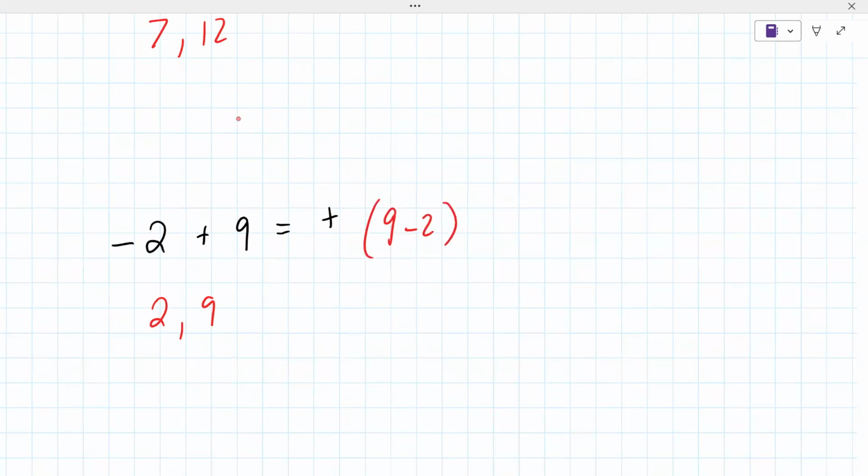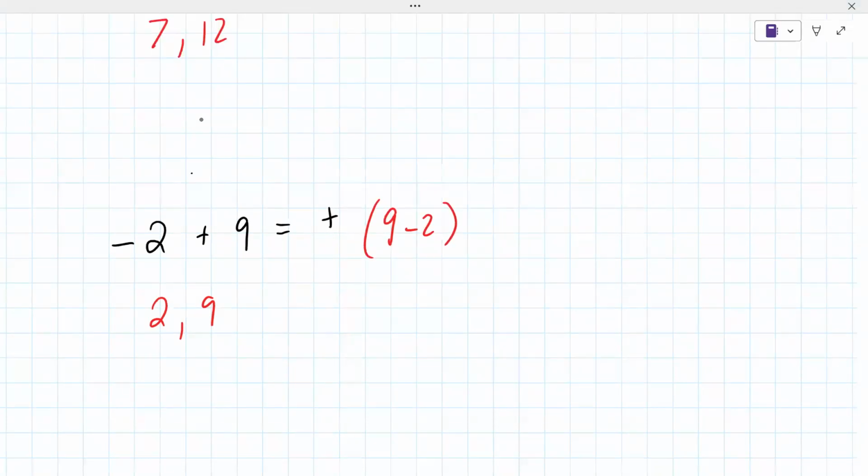Let's say it's negative 2 plus, let's go, 9. Negative 2 plus 9. So which is further from zero, the negative 2 or the 9? The 9. So we know the answer is positive. And you keep seeing me switch colors here because I'm trying to indicate that you look at the numbers without the sign, you take the larger and subtract the smaller.